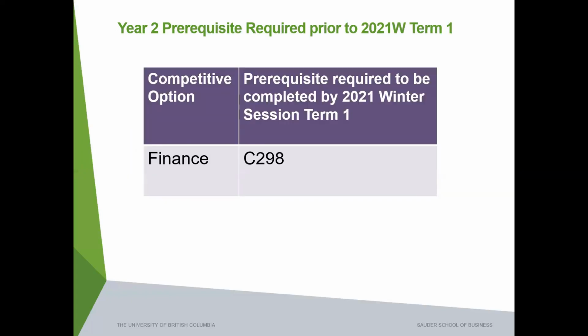And I want to also stress that for the finance option, because 2 of the courses for the option start in term 1 of year 3, it's absolutely critical that you have COM 298 completed by the start of term 1 of 2021 winter session. So if you don't have COM 298 done, then you will not be able to choose the option. And if you choose the option, you're still missing 298, then you will be removed from the option by the undergrad office sometime in the summer. So even though the system might allow you to choose it without having 298, you will be removed from the option without having completed the 298.